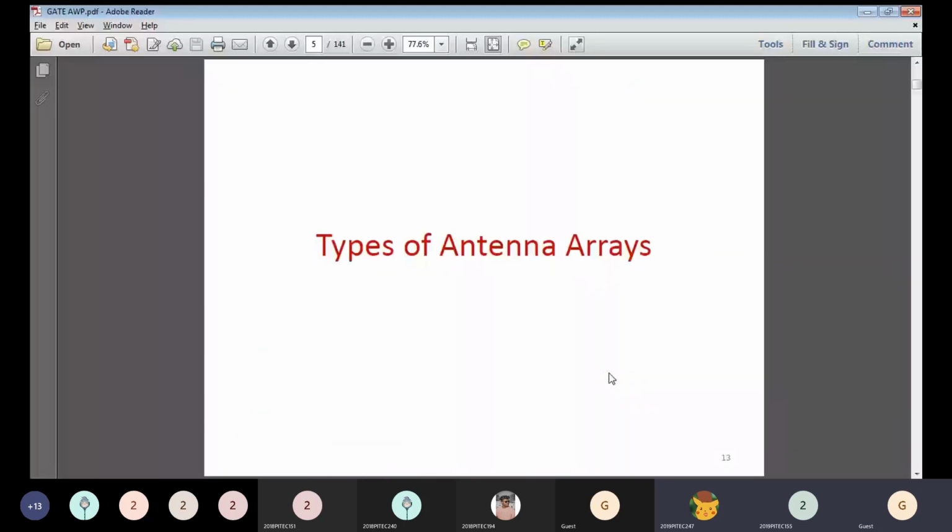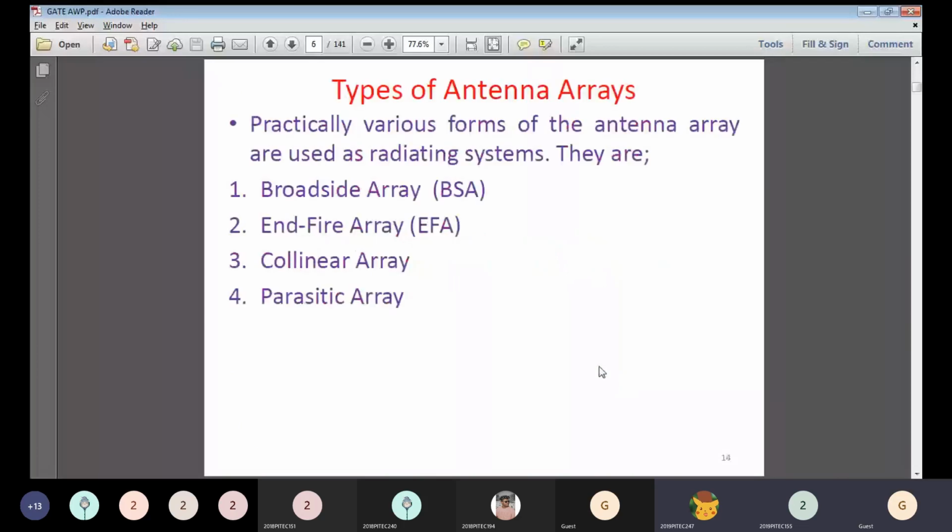Now, types of antenna array, I told you. Before we see the types of antenna array, we'll see the basic concepts: how the antenna arrays are classified, on which basis of designing of the antenna. We'll see the basic fundamentals of antenna types. First, based on geometry configuration, the antennas are divided into three types: linear, planar, and conformal.